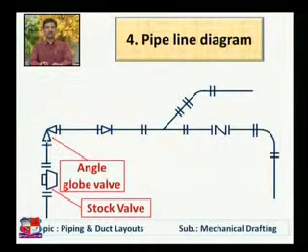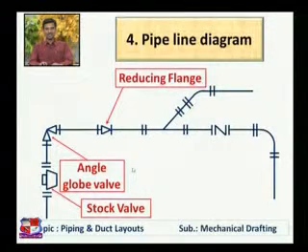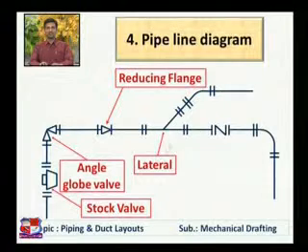Then this is the symbol of angle globe valve. Two pipes meeting at each other at an angle of 90 degree. This is the angle globe valve. This one is reducing flange, and flange connection is there, which is shown by 2 small vertical lines. Again, this interprets lateral connection. You can see here lateral connection is there.